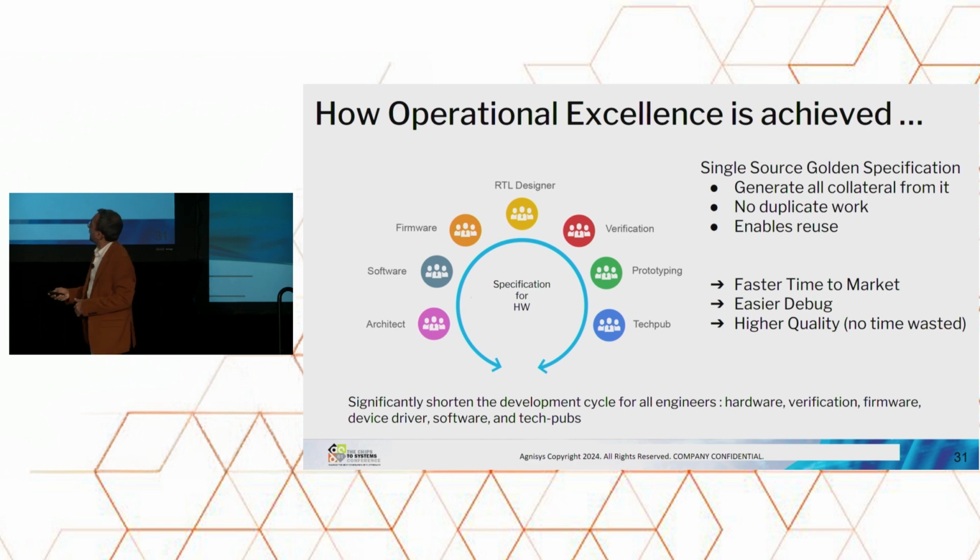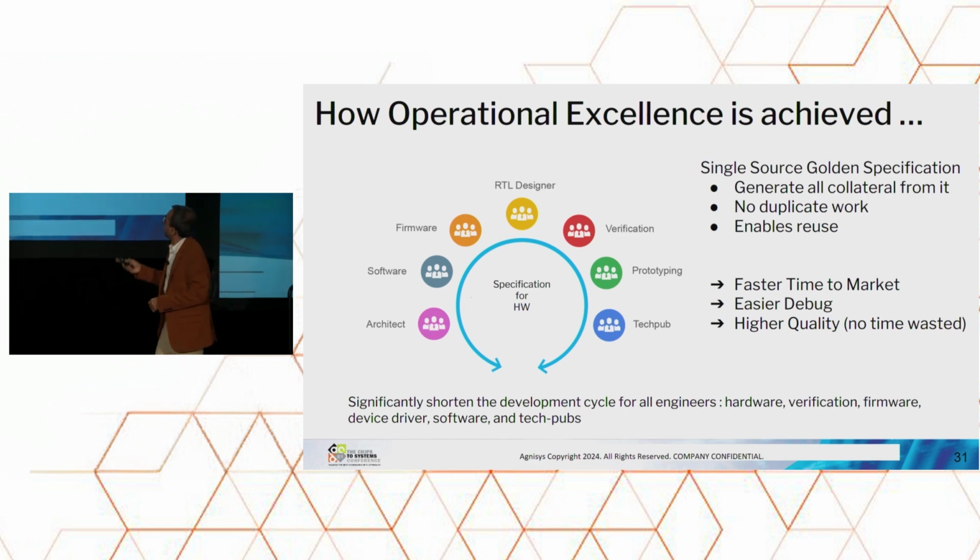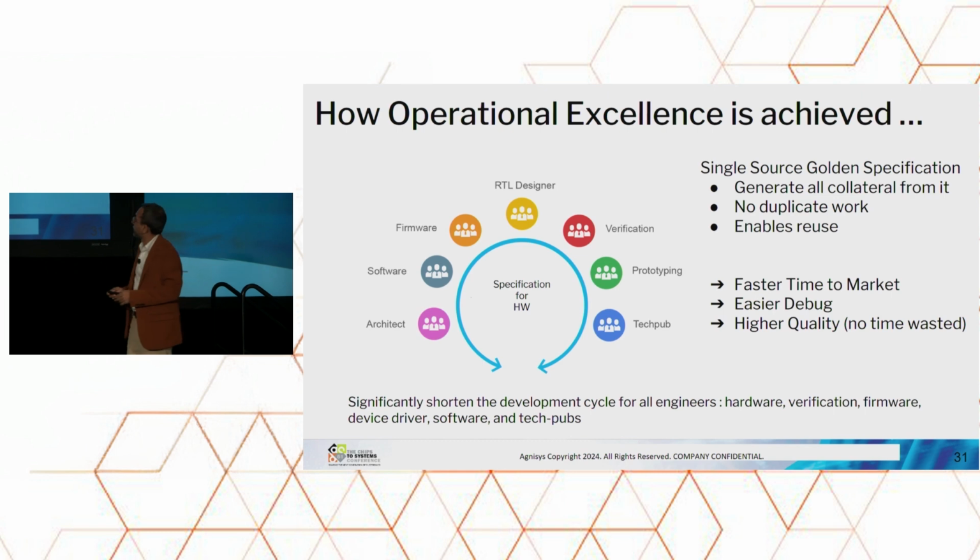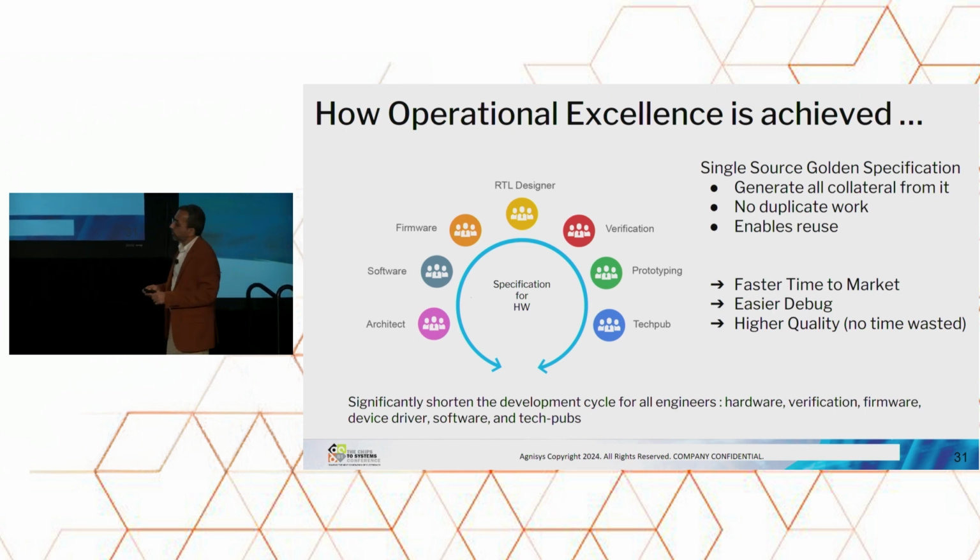So I think that's the whole point about this, a single source, single golden specification to basically generate all collateral from it, and no duplicate work, enables reuse, and that's how it is helping your team produce faster. Faster time to market, easier debug, high quality, no wasted time. Imagine doing all this by hand every time. Somebody makes a change in the design, all outputs need to be changed otherwise. You make a change in the register, everything else gets changed. So this shortens the development cycle.